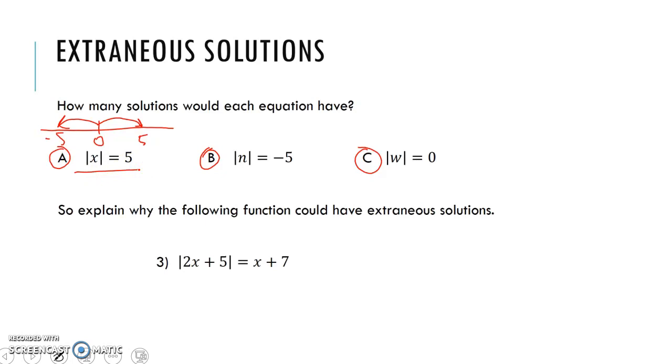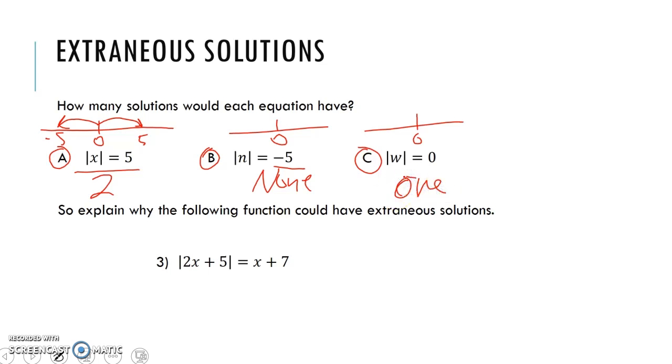Now, if you take a look at B, the distance from 0 is negative 5. Well, how can you have a distance that's negative? Even if you go in the opposite direction, it's still a positive distance. So if you have an absolute value that's equal to a negative number, that doesn't make any sense. Here, there's no solution. Here we have 2 solutions. Here, there's none. And then for part C, if I have a distance from 0 that's 0, well, that means it's 0. There's only one solution here, and that's 0 itself.